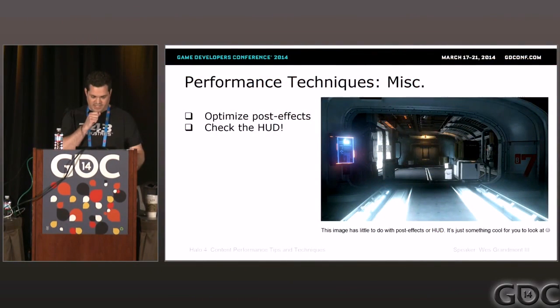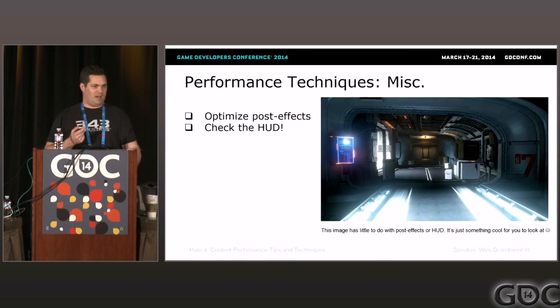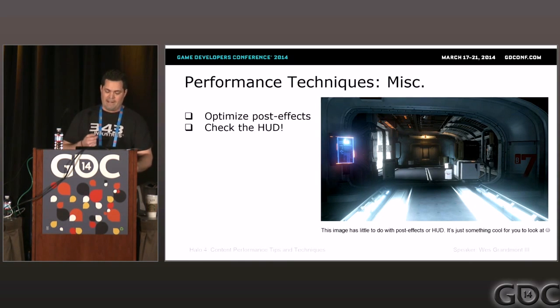Finally, I just want to mention, I touched on this at the beginning of the talk. You definitely want to make sure you optimize your post effects. On Halo 4, we had two types of fog. We had a patchy fog and a screen space fog. And a lot of times we had both of those turned on at the same time. We didn't really need it. So be aware of what you're actually using and whether or not it's really contributing significantly to the final look of the frame.